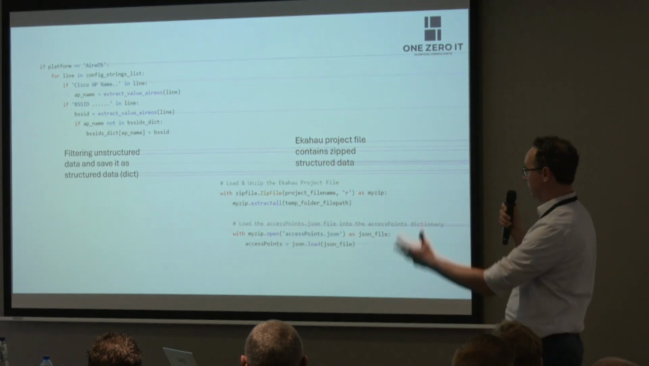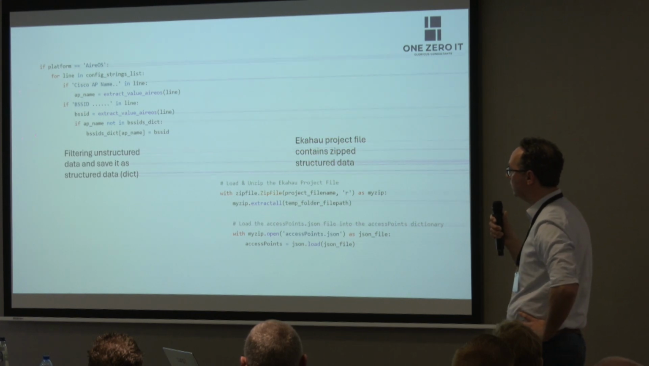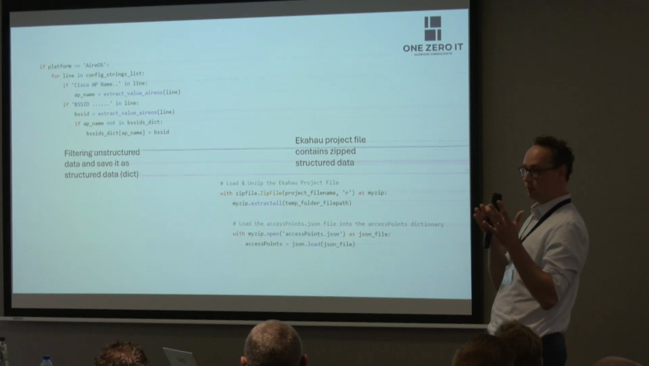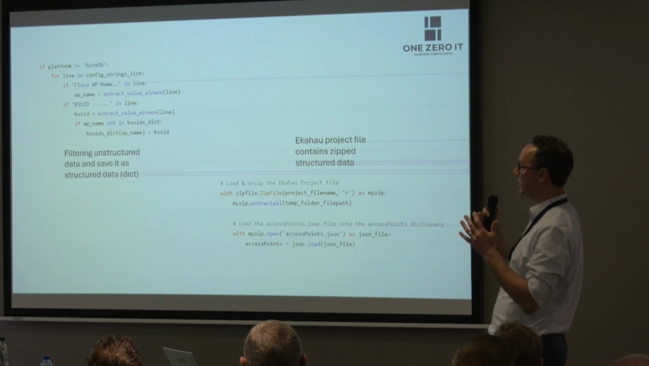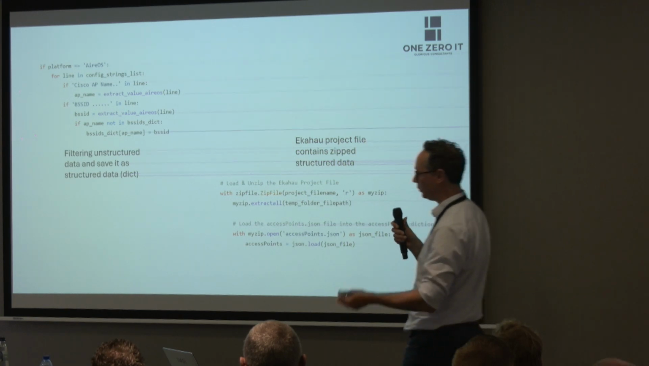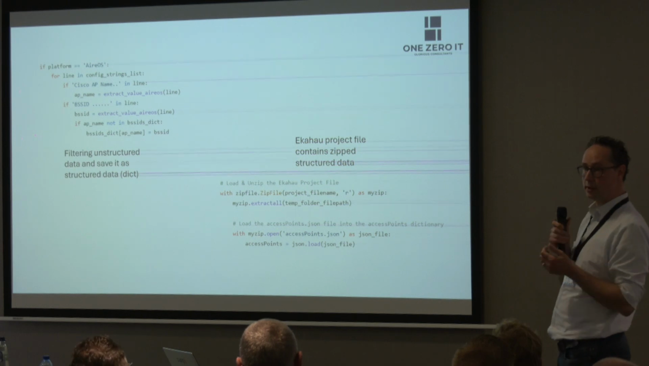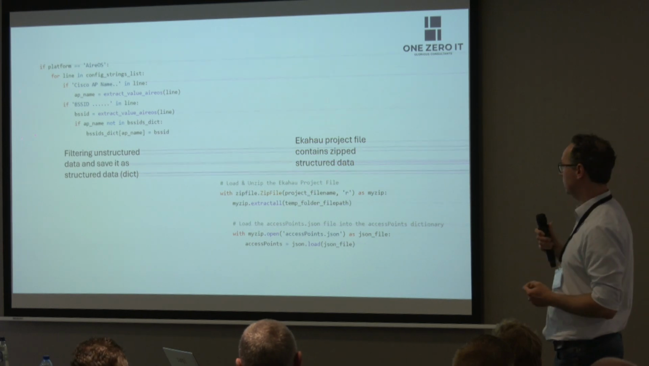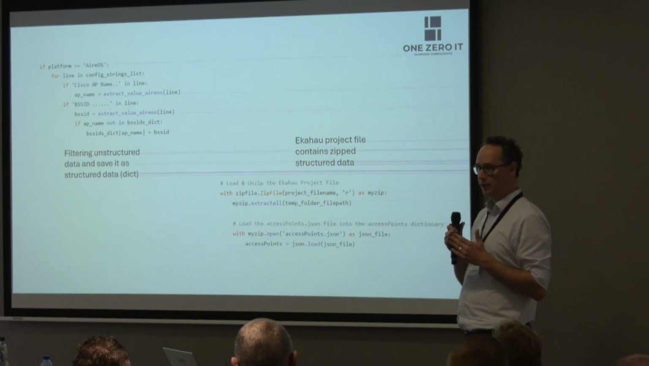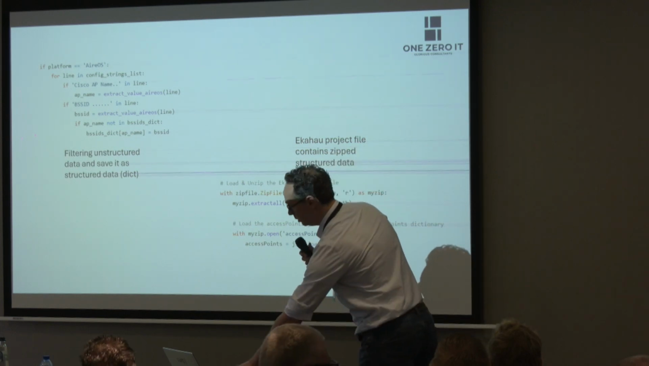So on the left you see how he does the matching. If there is a line matching this criteria you set, then pick something and use that data. And in the Ekahau file, you see it's just a zip file with JSON data. It does an unzip, packs the data into a JSON file, so it's easy to edit.